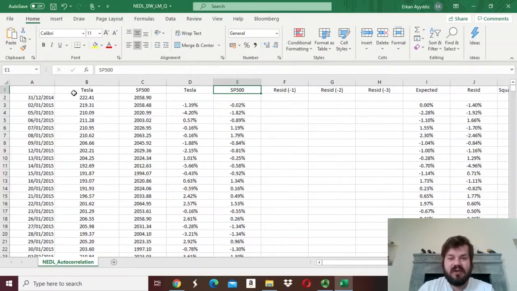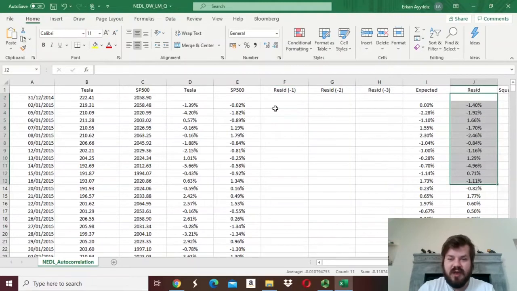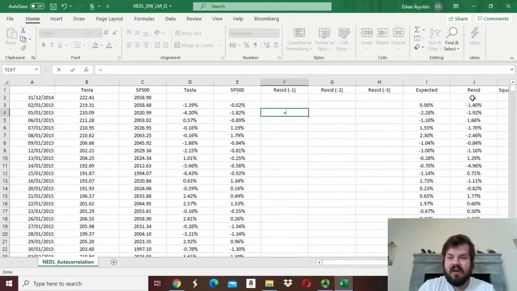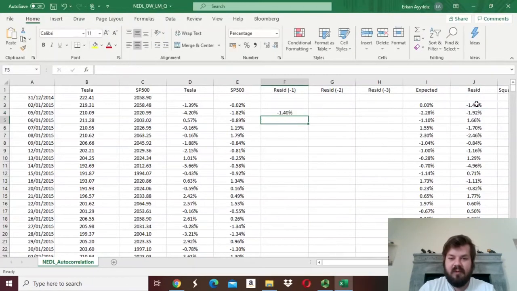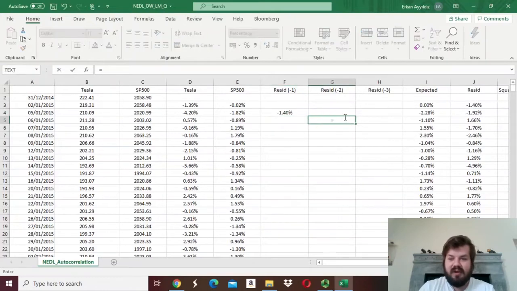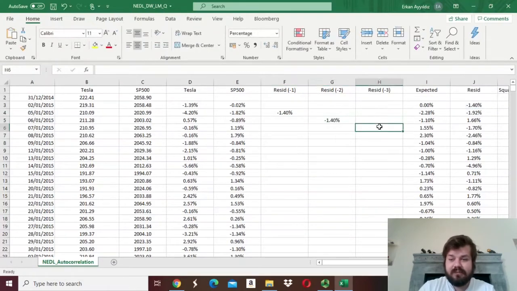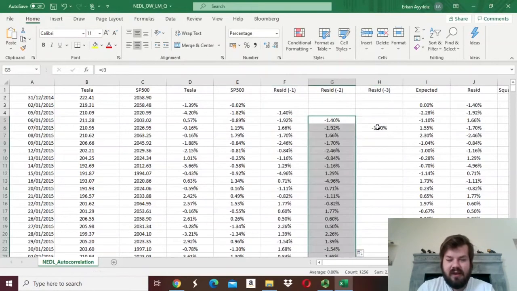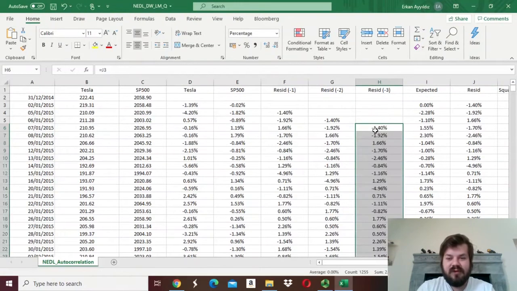To do that, we'll just need to lag the respective residuals that are here in column J by 1 day. So here we'll lag it by 1 day, then we'll lag it by 2 days, and then we'll lag it by 3 days. And then by clicking it all the way down, we get the lagged residuals that we want to perform our Breusch-Godfrey test.